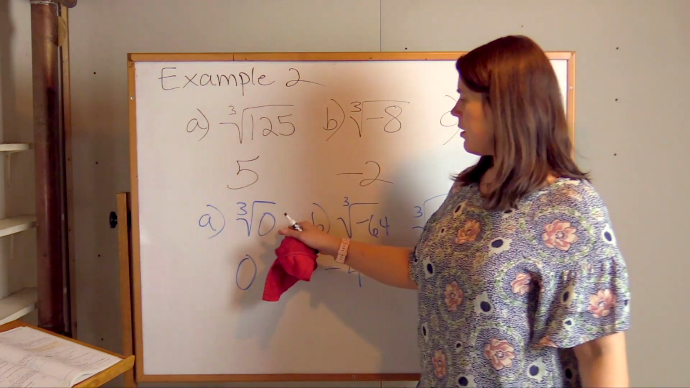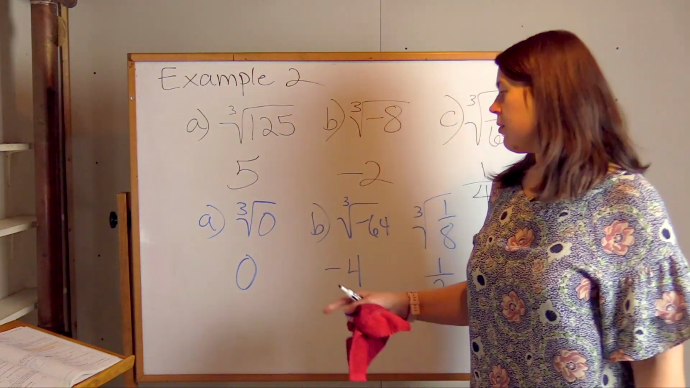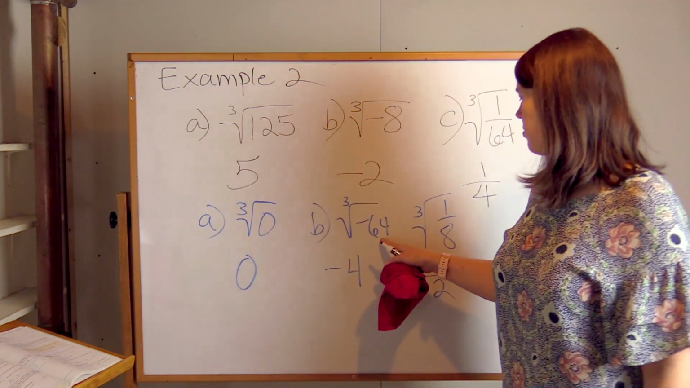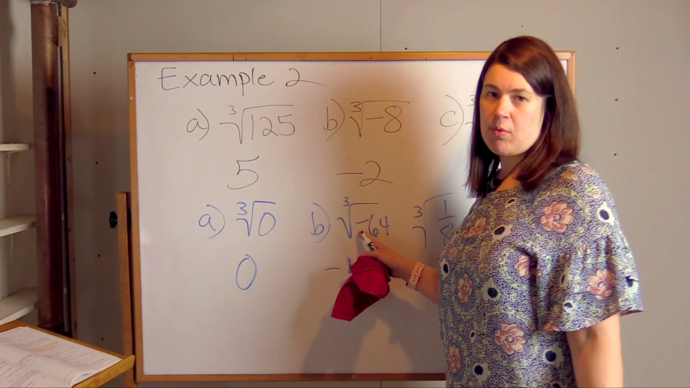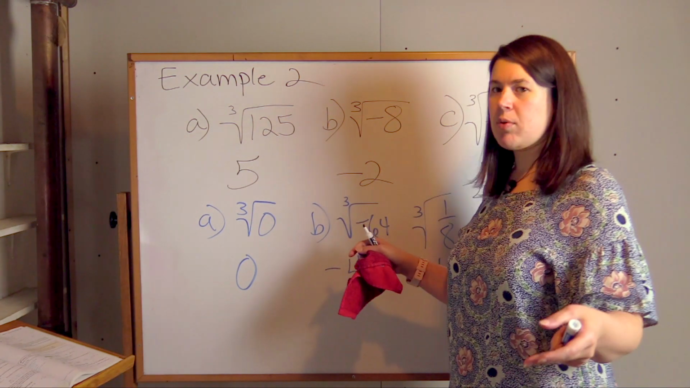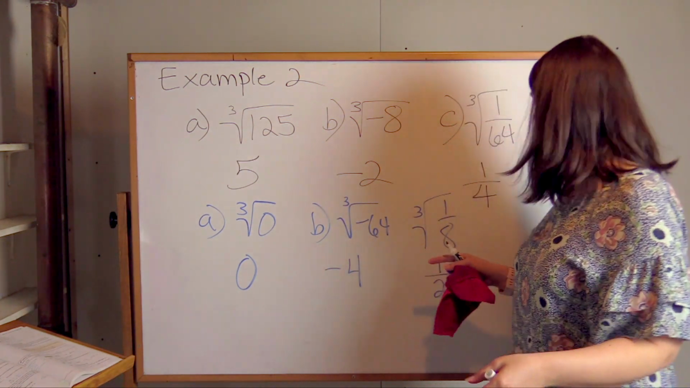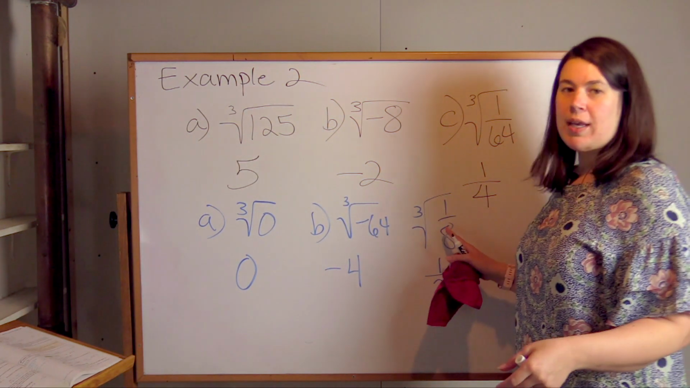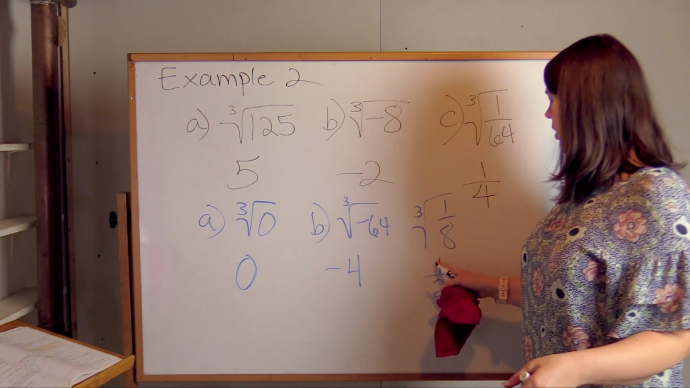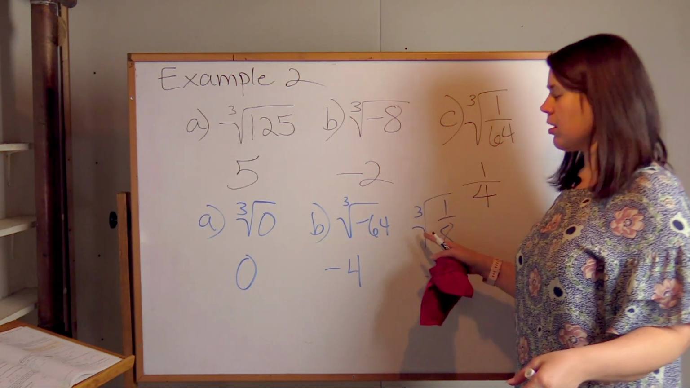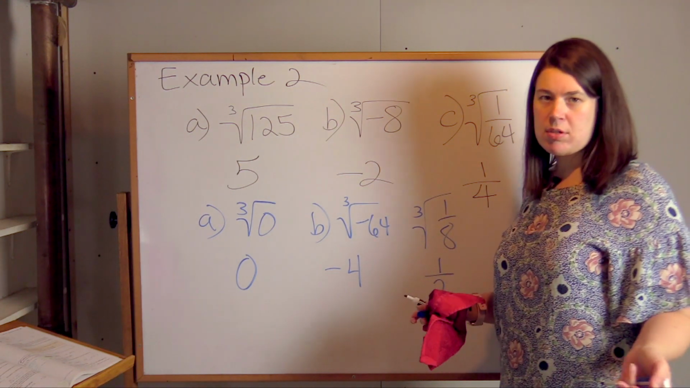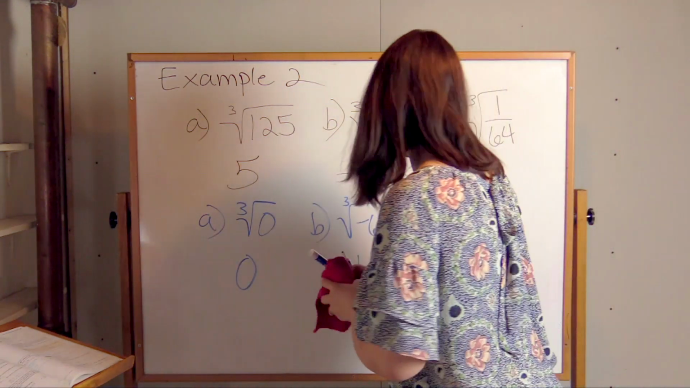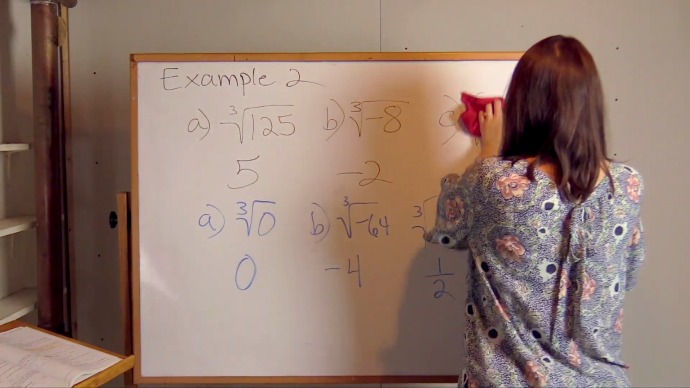All right, on the first one, 0 times 0 times 0 equals 0. On this one, the cubic root of 64 is 4, but it's negative 64. So negative 4 times negative 4 times negative 4 equals negative 64. Cubic root of 1/8, the cubic root of 1 is 1. Then on the bottom, my denominator, the cubic root of 8 is 2. So the overall answer is 1/2.